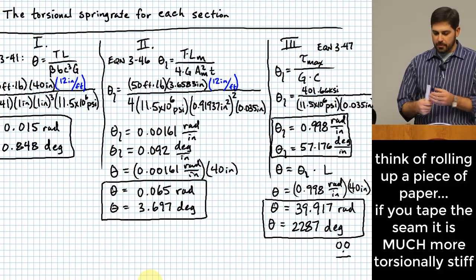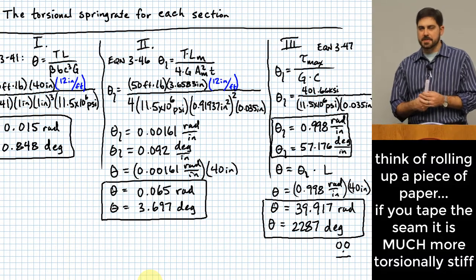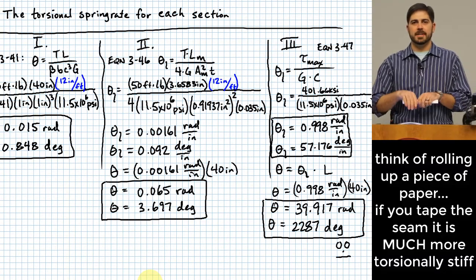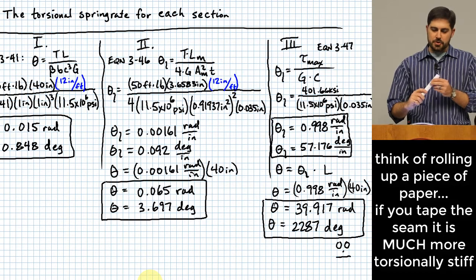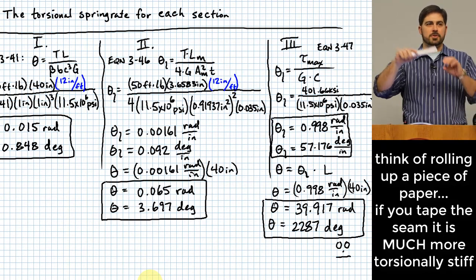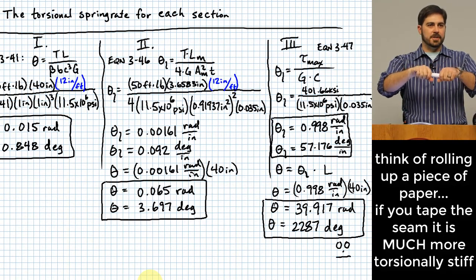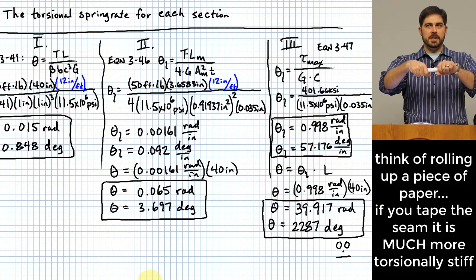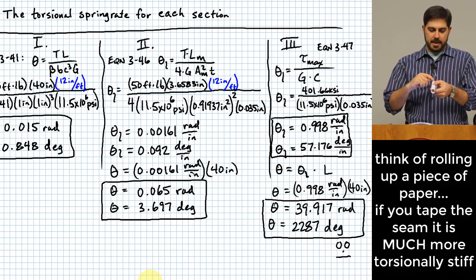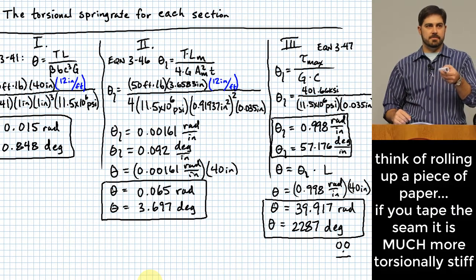Quick comment, talking about how open sections suck at carrying torsion. Have you ever taken a tube of paper and tried to twist it? Like, all you've done is you've just rolled up a piece of paper and you've tried to twist it. Does it twist pretty easy? Yeah, like really easy, right? Have you ever taken that same tube of paper and taped along the edge?